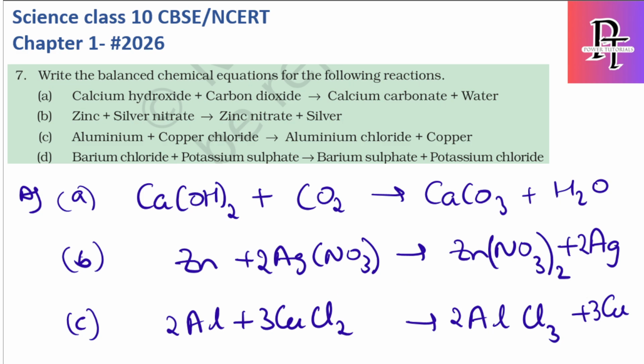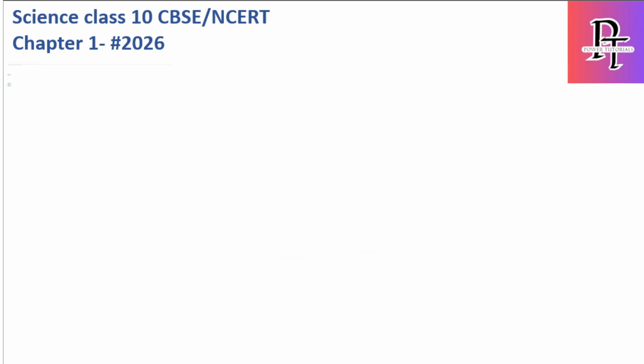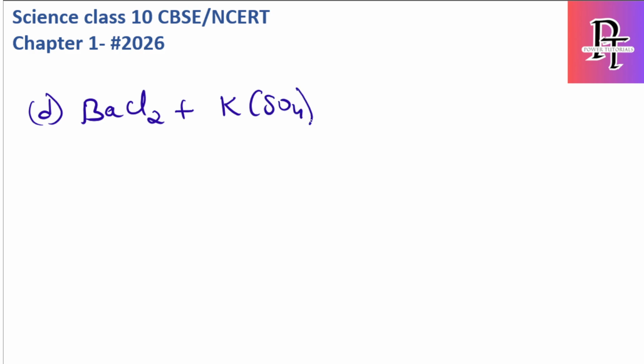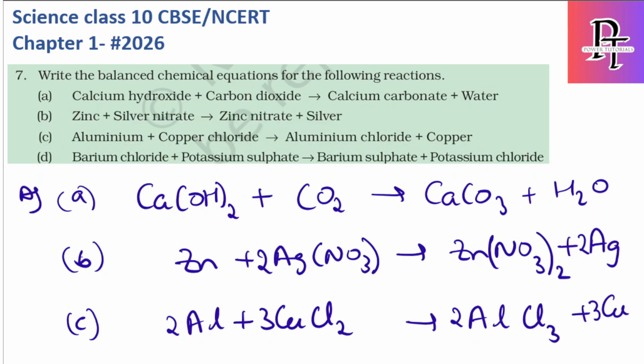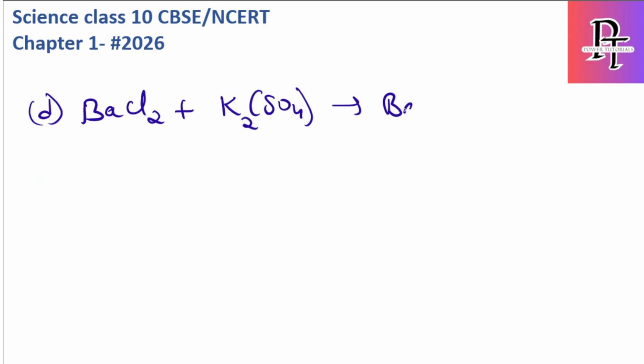Done. Last one, barium chloride, potassium sulfate. Barium chloride, which is BaCl2, potassium sulfate, K is 1, sulfate is 2. So K2SO4 gives rise to barium sulfate, potassium chloride, which is KCl, but here we have 2K, 2Cl, so this is 2KCl. Okay, this is also a balanced chemical equation.